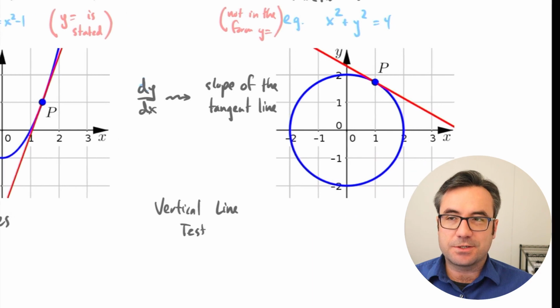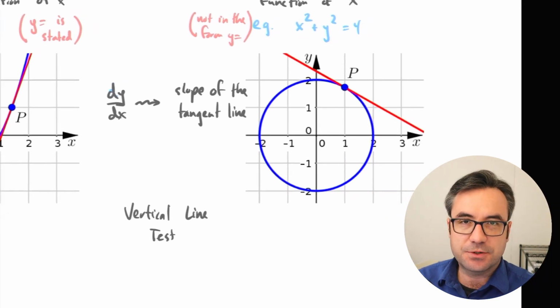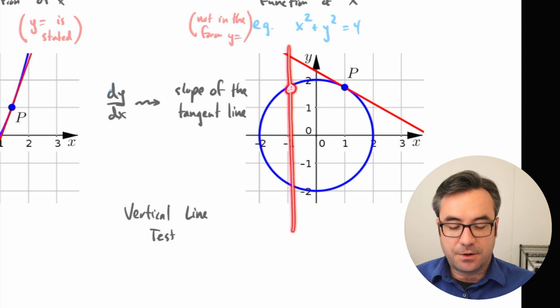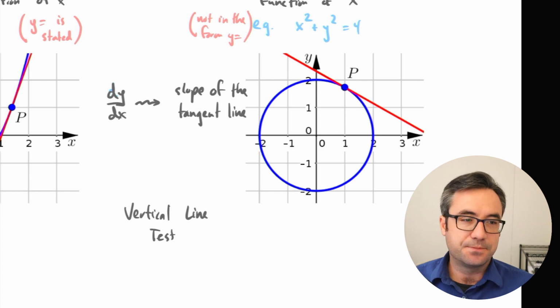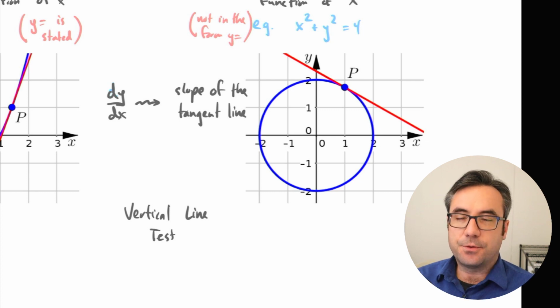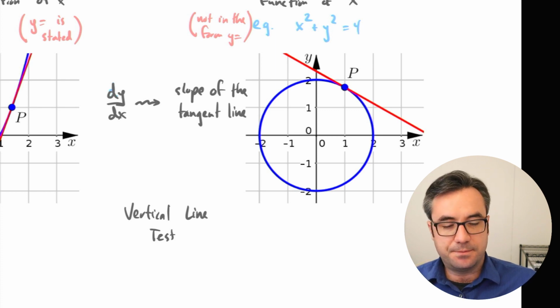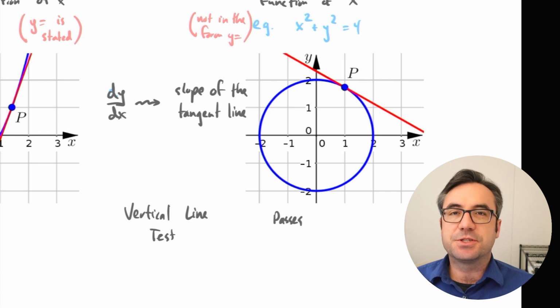Now it doesn't work so well over here with this equation x squared plus y squared equal to 4. The graph is a circle, and if we were to draw a vertical line, a lot of these vertical lines are going to intersect that curve more than once, twice. And so the way we treat these implicitly defined functions is we only look at a section of the curve. We're not going to worry too much about that, but it's something to keep in mind.